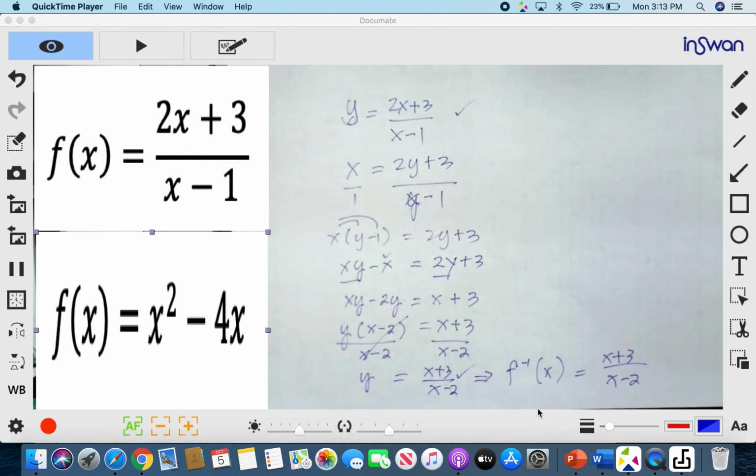Okay, to prove whether you are correct or not, you can actually do this in the graph and make y equals x as your line of symmetry. You would see that the two graphs are symmetrical from the line y equals x. Now, let's go to the second example.